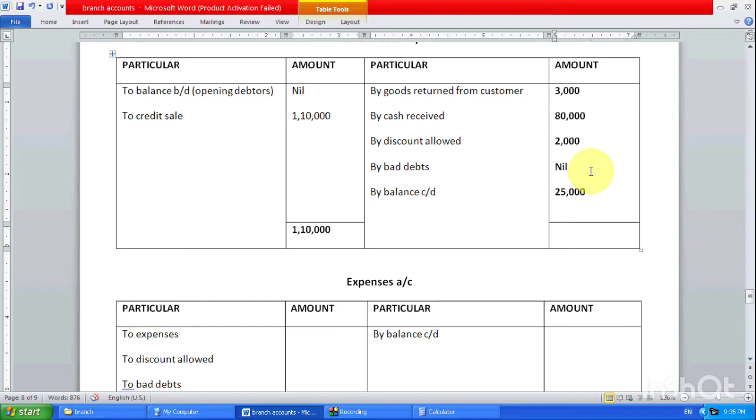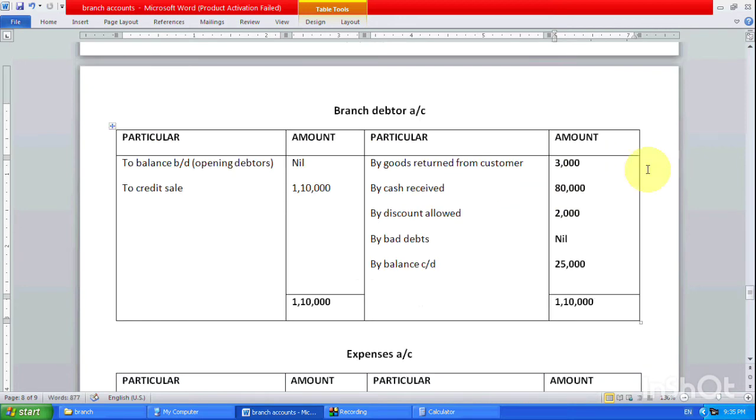Okay, so write the total ledger account 1,10,000. Ledger account balance is okay. Overall ledger is 1,10,000.